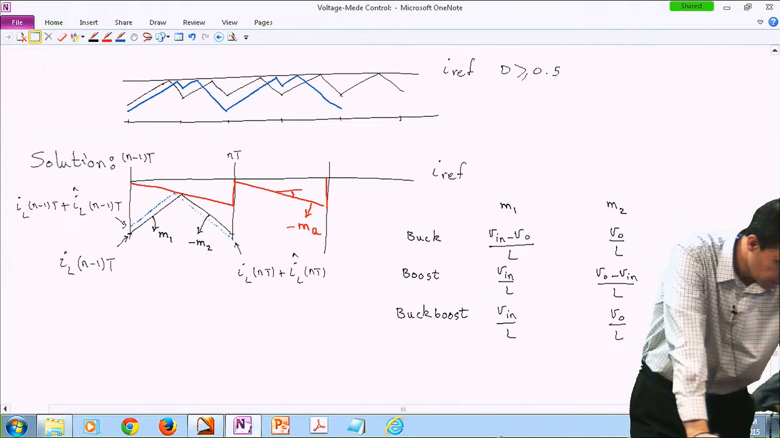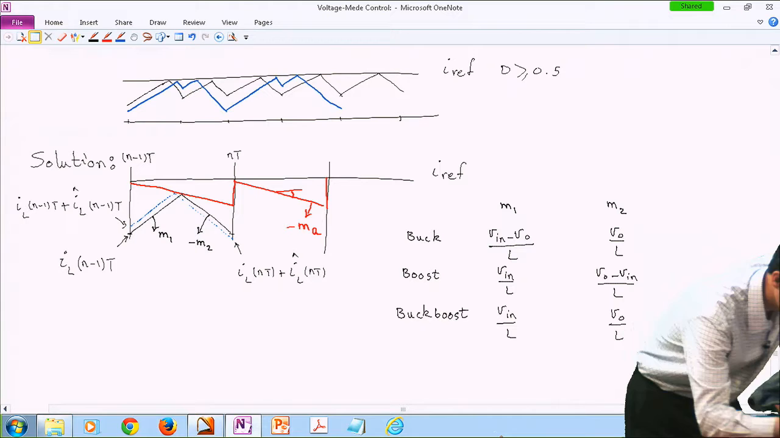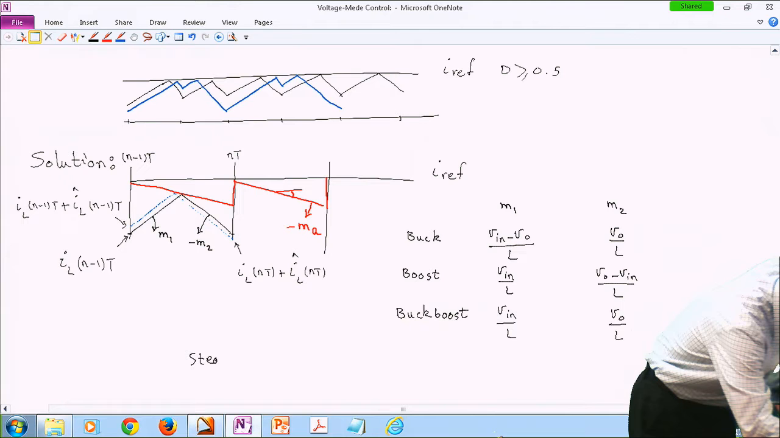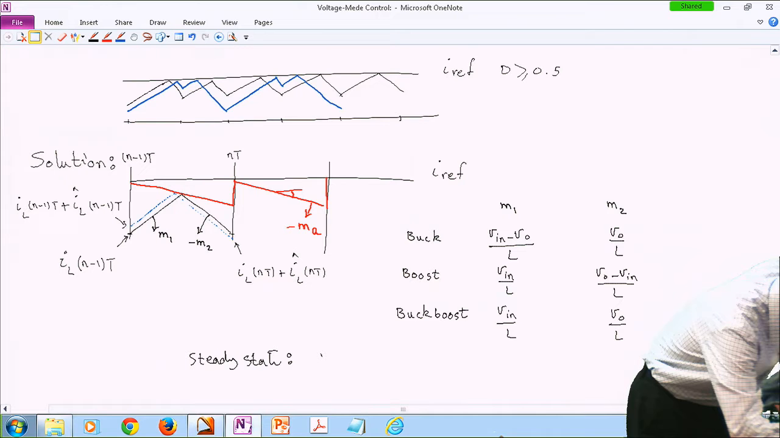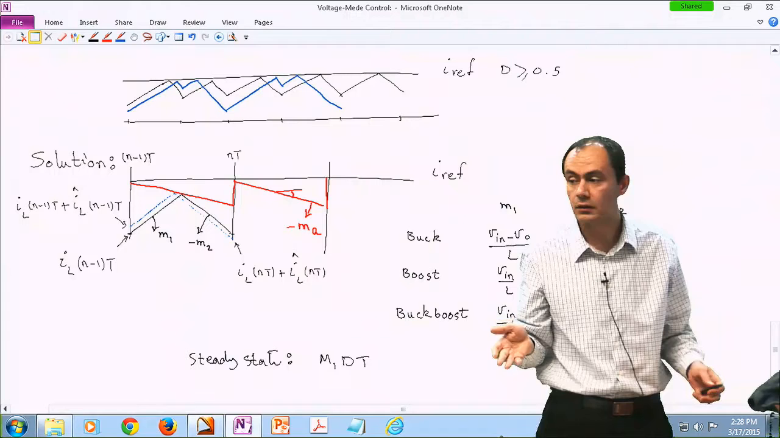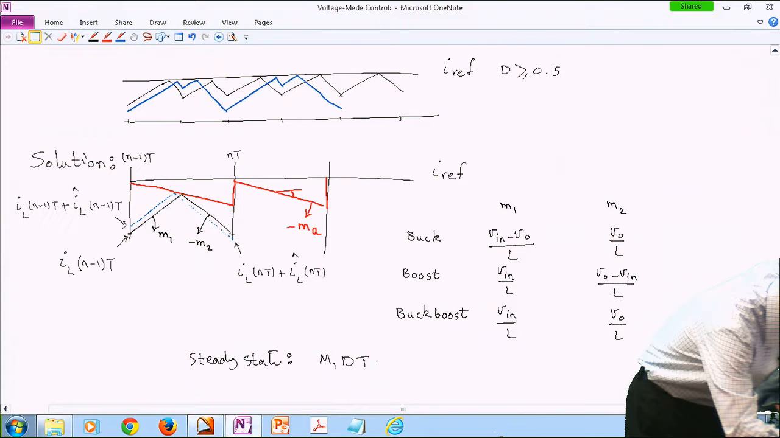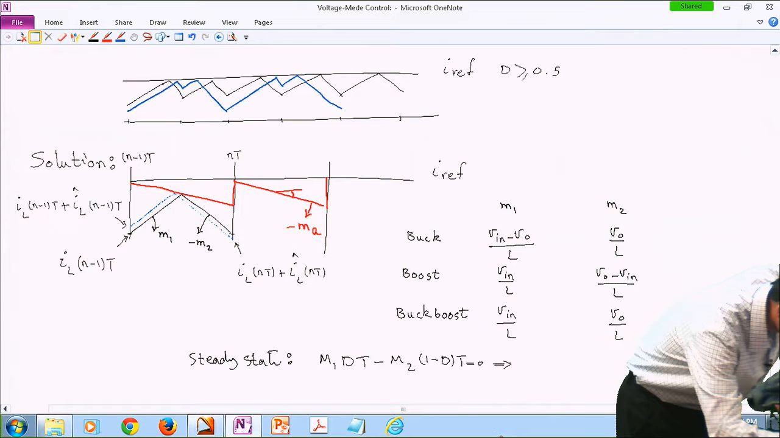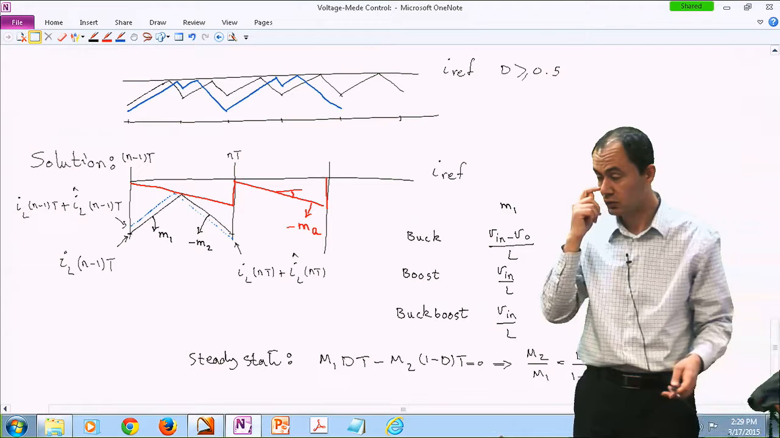Okay, the other thing I want to highlight over here is that under steady state conditions, delta IL, the amount that the inductor current rises, is equal to the amount that the inductor current falls, meaning that at the end of the cycle, the inductor current is the same as what it was at the beginning of the cycle. So under steady state conditions, we have this equation holding. If you simplify this equation, you will get M2 over M1 is D over 1 minus D. So in all these converters, M2 over M1 always is D over 1 minus D. Okay, so this was a little bit of background information.